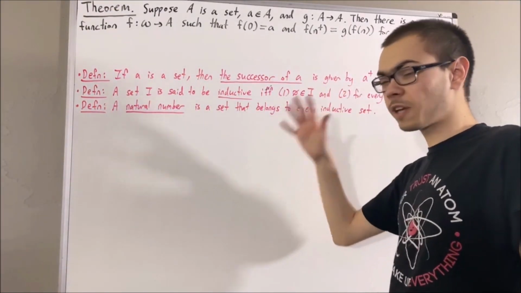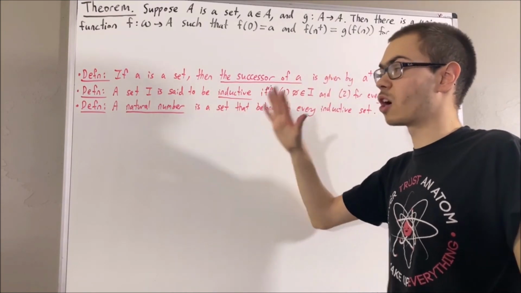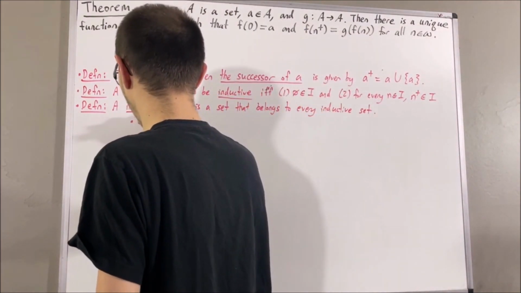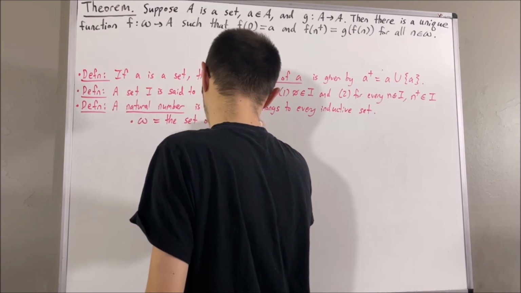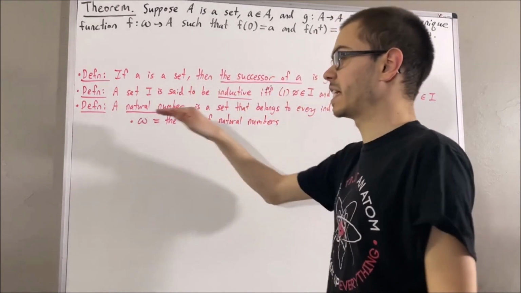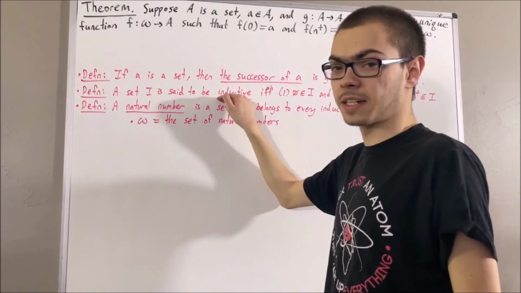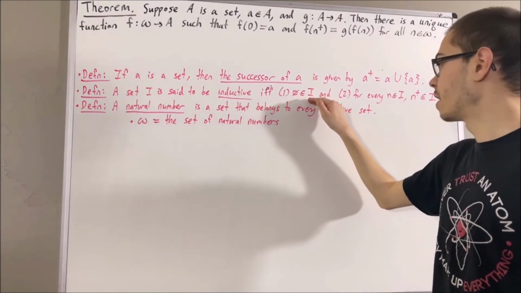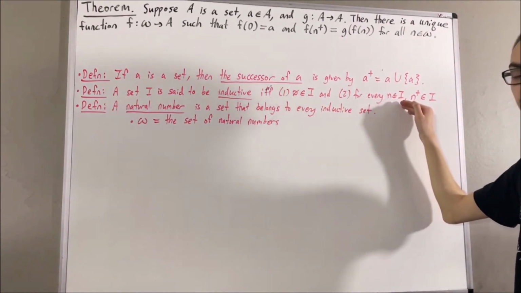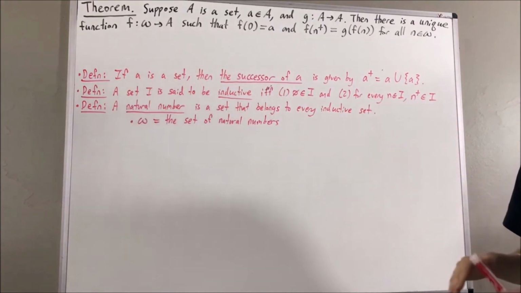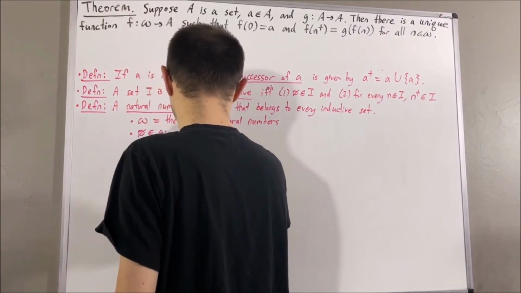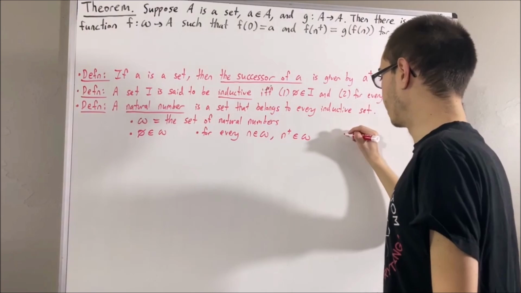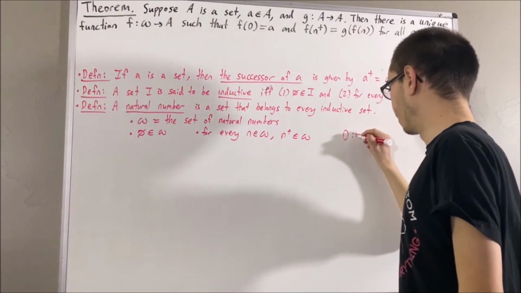And at this point, we have proven that there exists a set whose members are exactly the natural numbers. And we denote that set by the Greek letter omega. And we have proven that the set of natural numbers is an inductive set. So in that case, that means that the empty set is an element of omega. And for every element n in omega, the successor of n is an element of omega as well. Now, from now on, we are going to define the natural number 0 to be the empty set.